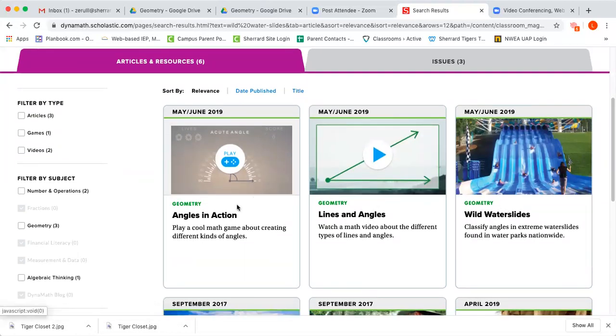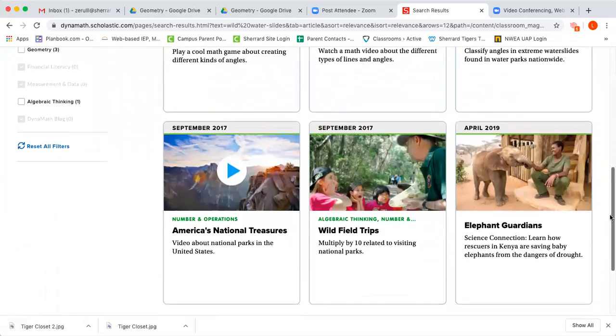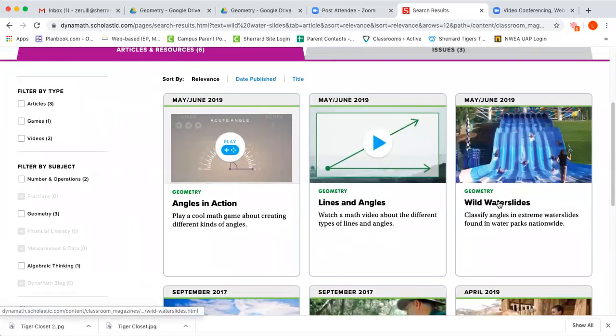Now, if you'd like to take a look at all these other things here, and I did assign, let's see, I can't find my notes. I did assign one of these games, Building China Fast and the Angles action game later on. So you may see this again if you decide to do it today, but all of these things in here you can take a look at. For today though, I would like you to take a look at wild water slides.